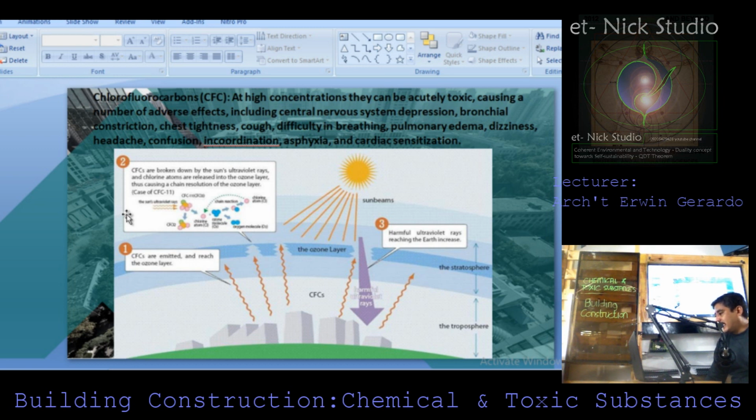Third, harmful ultraviolet rays reaching the Earth increase. So harmful ultraviolet rays can already penetrate our atmosphere. So the stratosphere is already being destroyed, and once it is destroyed, this causes global warming, and the lower portion of our atmosphere is called the troposphere.